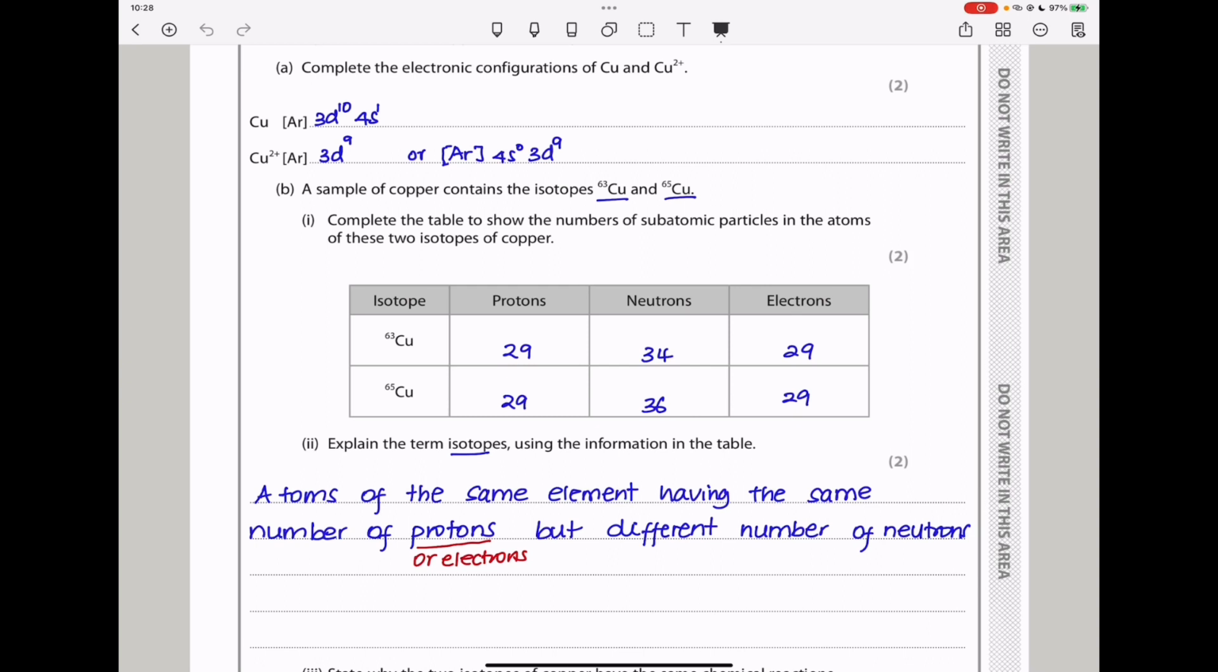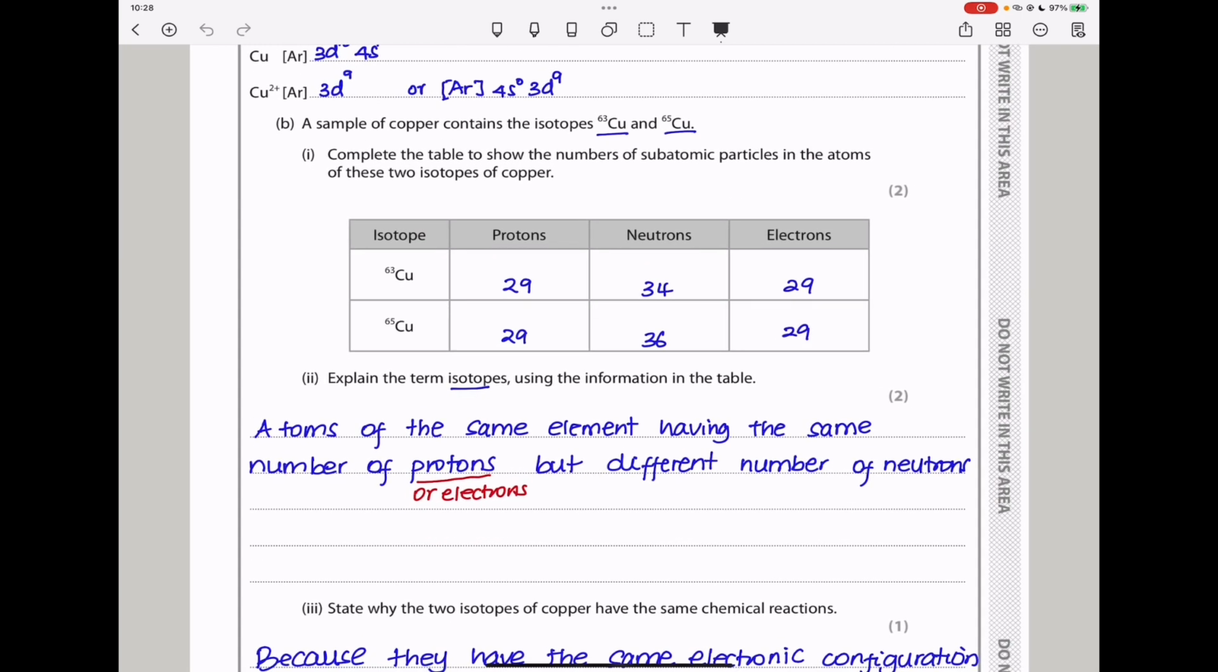In part B, a sample of copper contains the isotopes copper 63 and copper 65. They want you to complete the table to show the numbers of subatomic particles in atoms of these two isotopes of copper. So with copper 63, the number of protons, of course, are going to be 29 because copper has the atomic number 29. The neutrons are going to be 63 minus 29, which gives us 34.